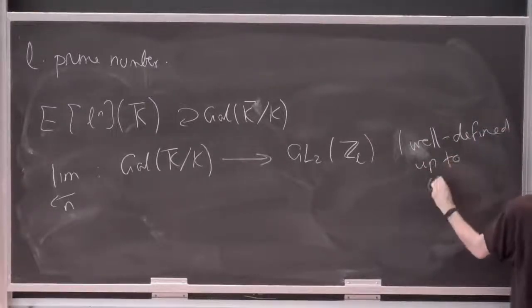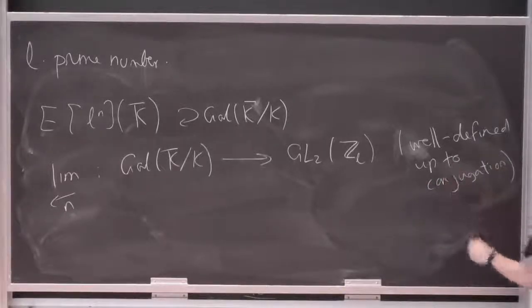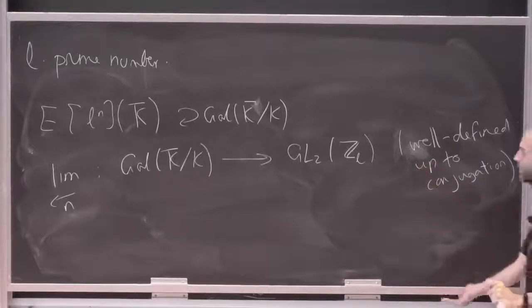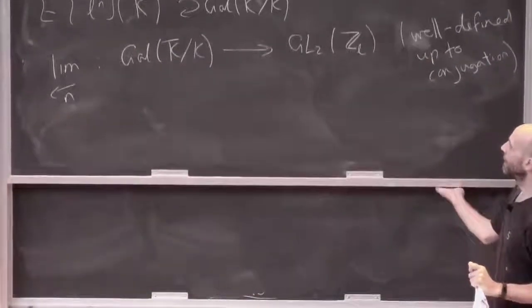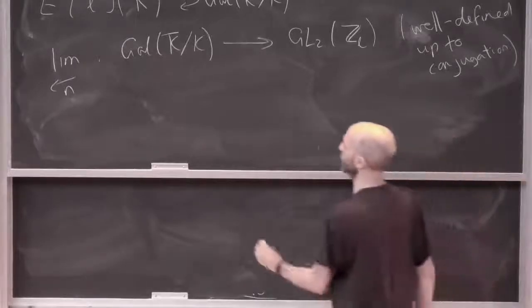Up to conjugation. But, I mean, that's life, right? Everything's only defined up to conjugation. The Galois group's only defined up to conjugation. So there's some limit. That's called the Tate module of E, right?